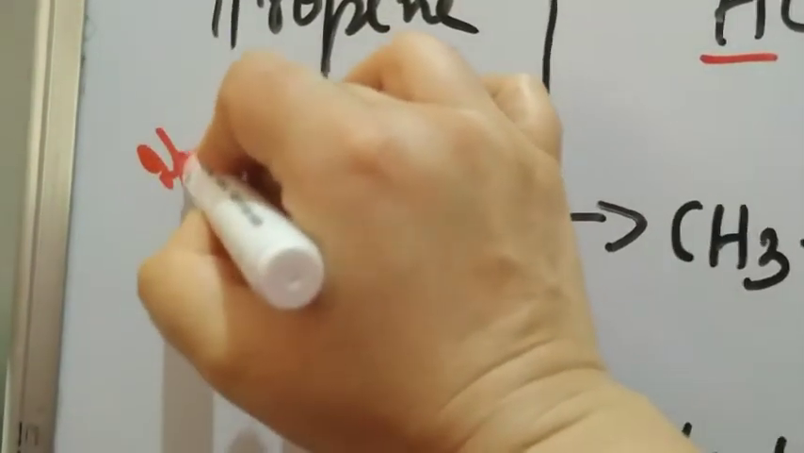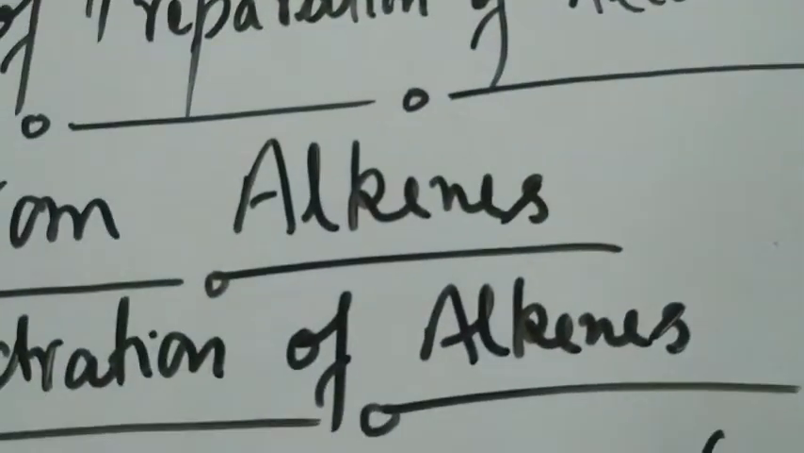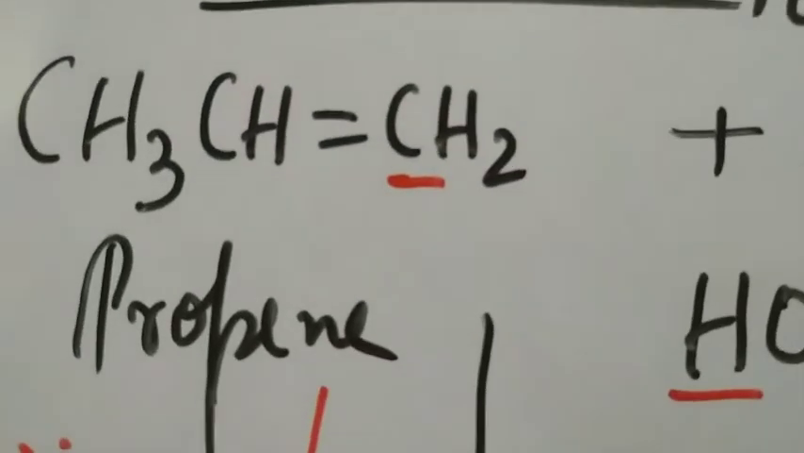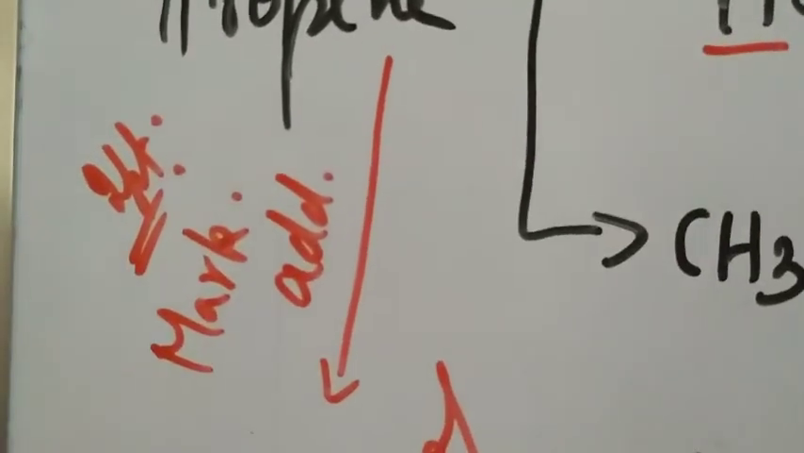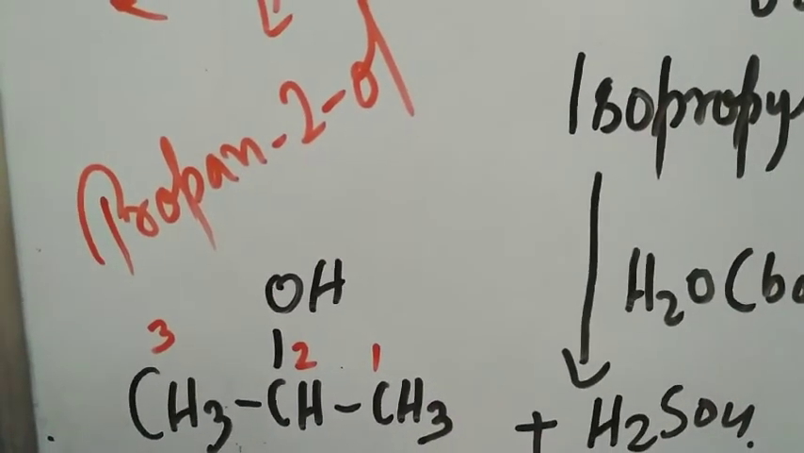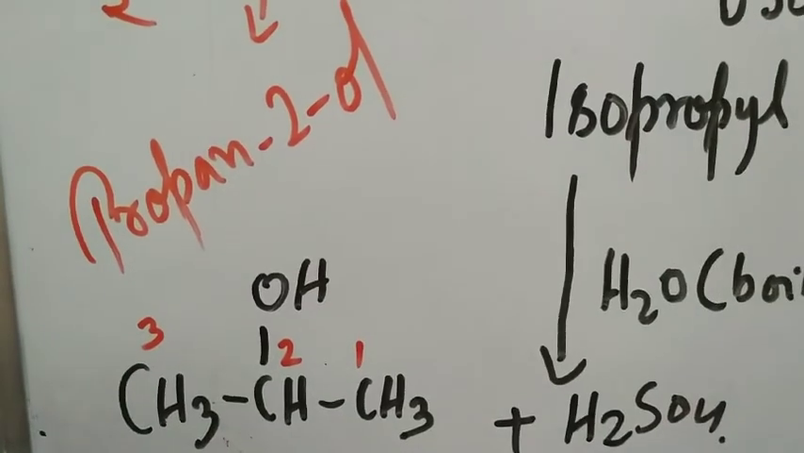Remember this. In case of preparation of alcohols from alkenes by hydration of alkenes, if you're starting with an unsymmetrical alkene, it's a Markovnikov's addition. Accordingly, you will decide what your product will be, right? We'll continue in the next presentation.